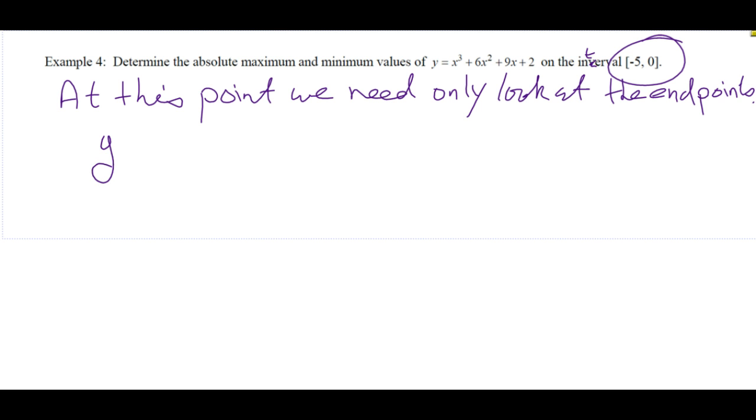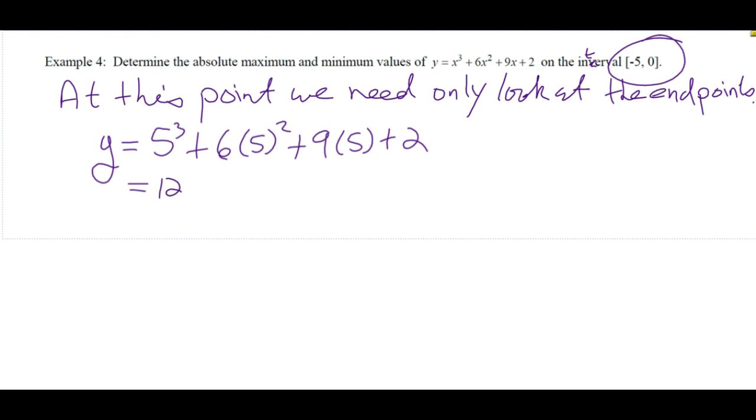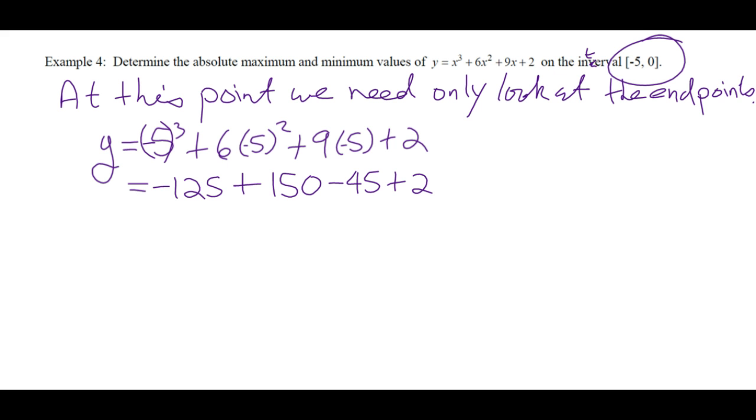Okay, so y is equal to -5 cubed plus 6 times -5 squared plus 9 times -5 plus 2. It's -125, oh, it's -5, well, that changes a lot of things. So that's -125. 5 squared is 25, 6 times 25 is 150, so plus 150, minus 45, plus 2.